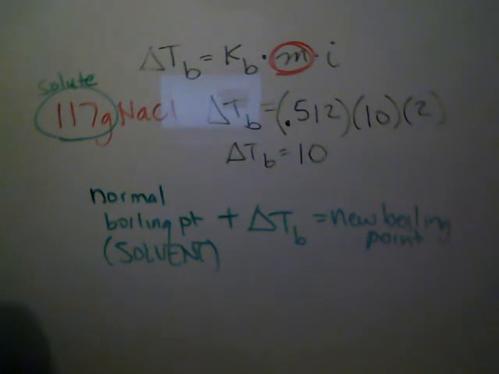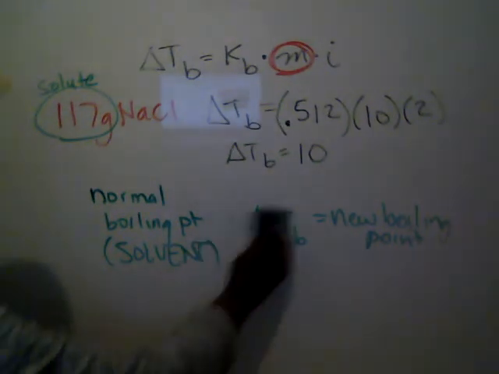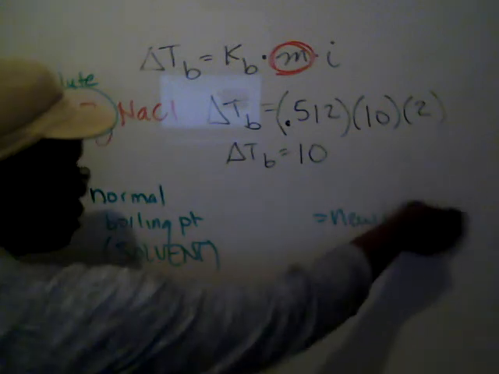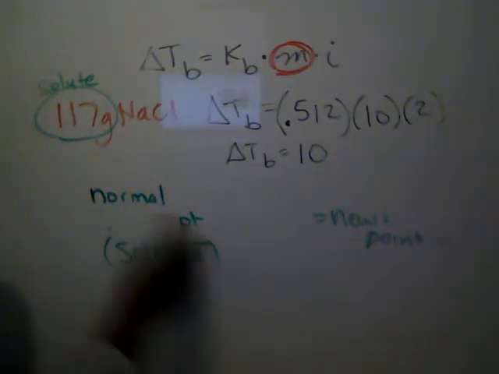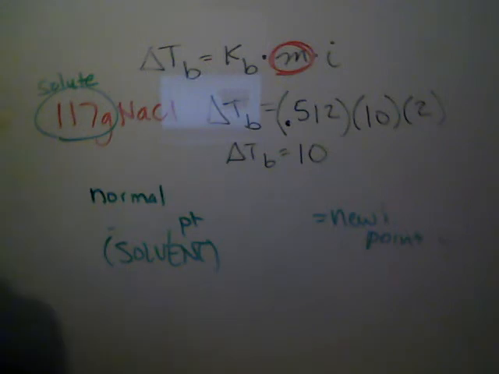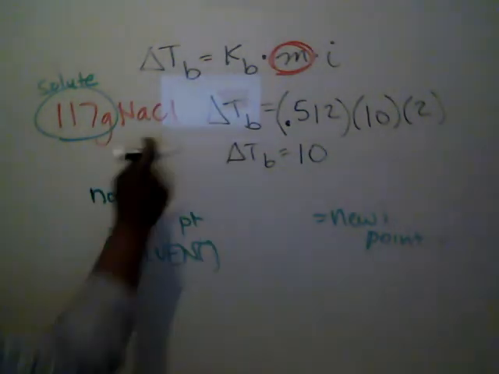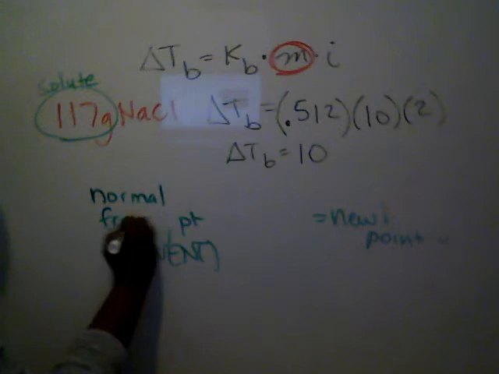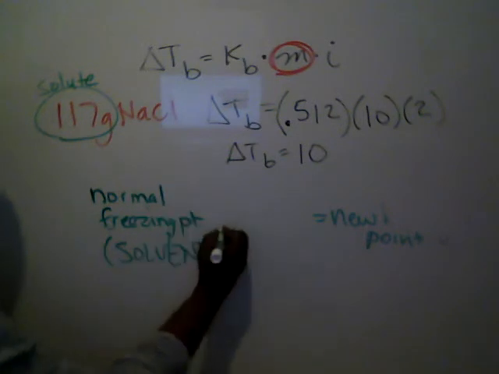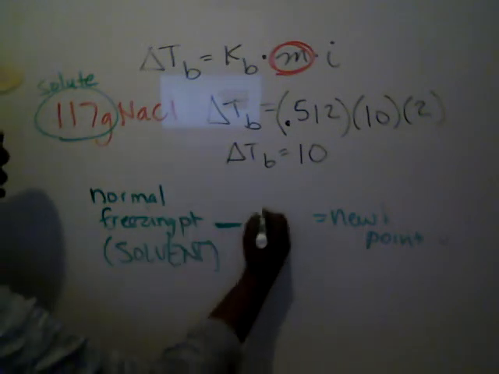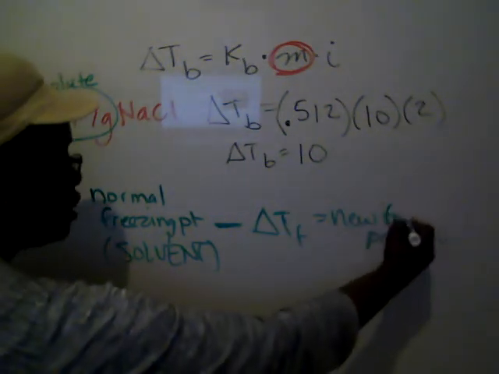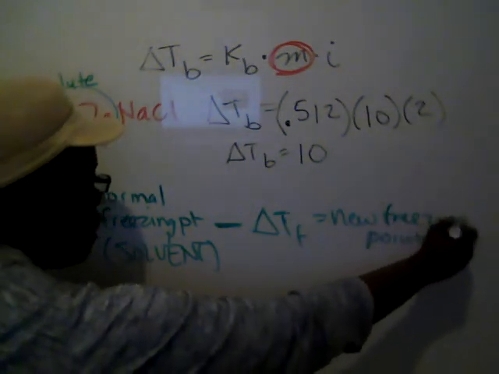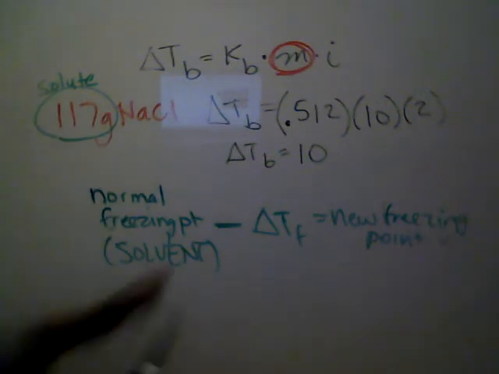When we're dealing with the freezing point, we need the exact same type of information. We would just find our change in freezing point. We need to know what the normal freezing point is, and we would subtract the change that we found to find the new freezing point. Because remember, the freezing point gets lower, so we need to subtract.